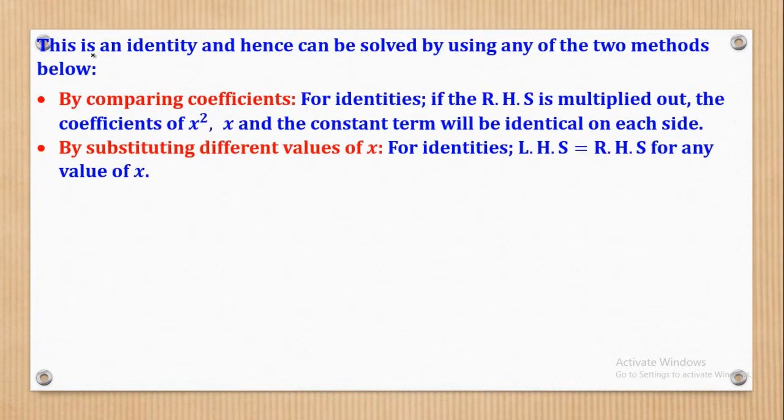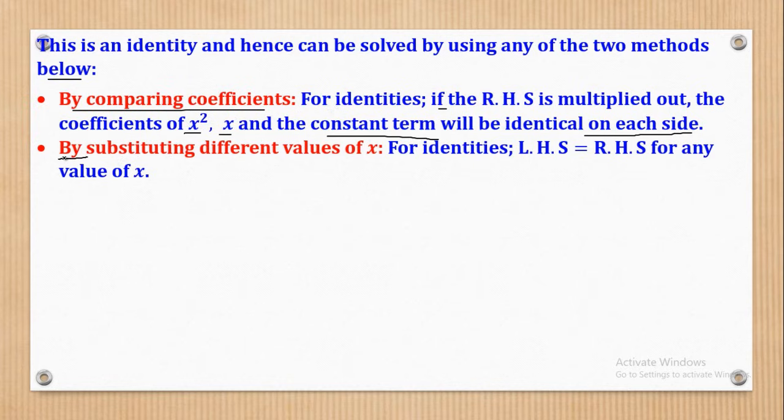So this is an identity, and hence can be solved using any of the two methods. So if it was an equal sign, it ceases to become an identity, but if there's an equivalent sign, it is an identity. Now how do you get those constants A and B? There are two methods. One is by comparing coefficients, and for identities, if the right hand side is multiplied out, the coefficients of x squared, x, and the constant term will be identical on each side. So that is what an identity means. When you compare coefficients, they will be the same for each side. But for an equation, you have to solve.